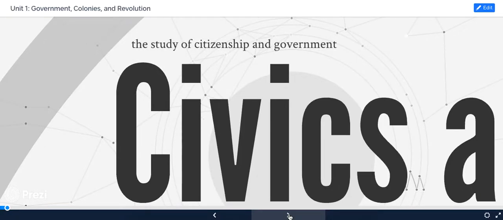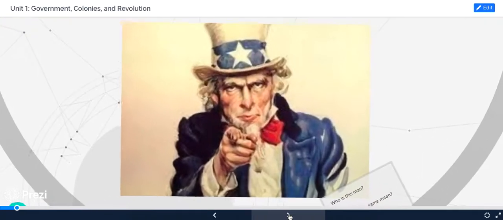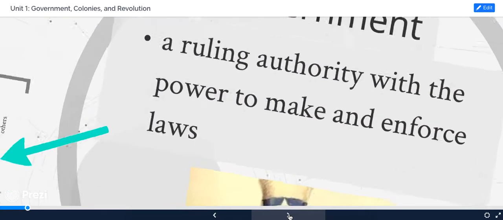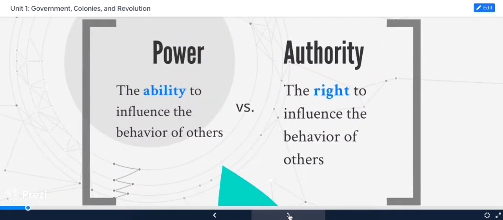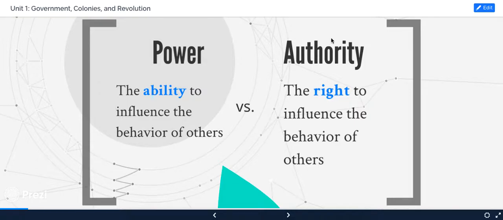All right, so let's talk about government. It's a ruling authority with the power to make and enforce laws. And you have absolutely 100,015% got to know the difference between power and authority. Power is the ability and authority is the right. And we know that because authority is misspelled over here. R-I-T inside of the word.